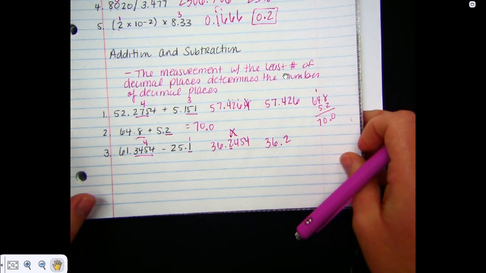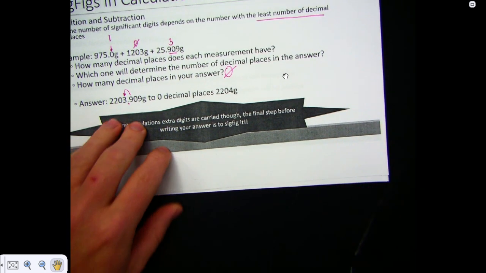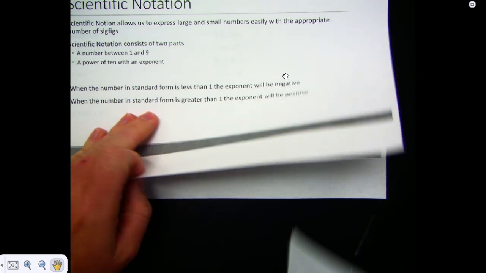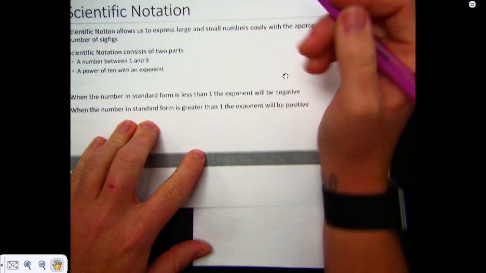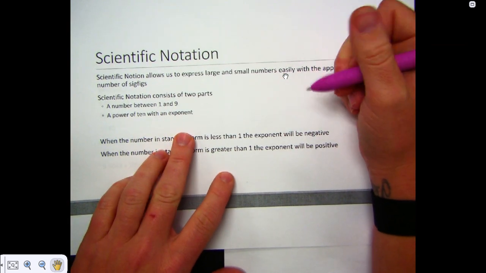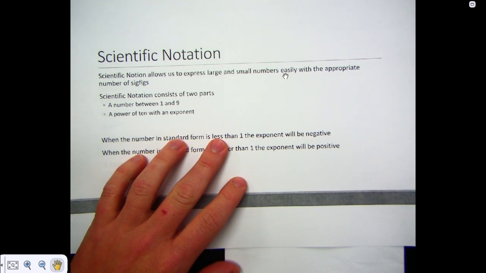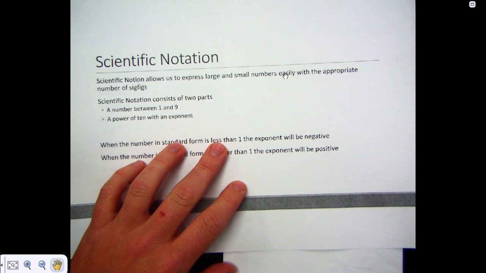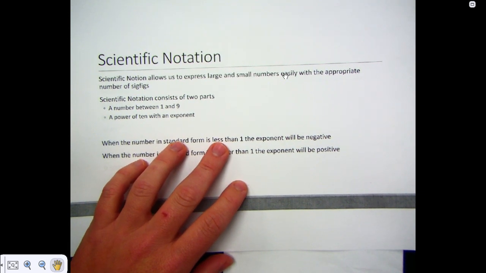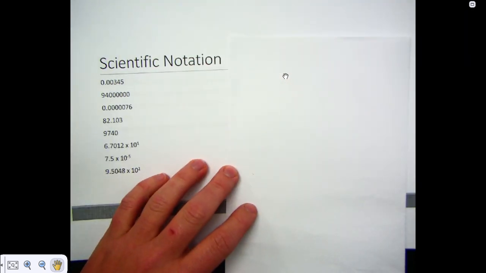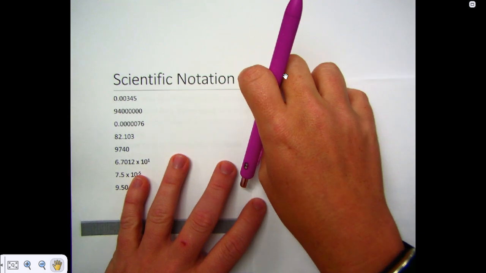Okay. All right. The last thing that we need to look at is some examples with scientific notation. So in scientific notation, we are going to have a number between 1 and 9, and a power of 10 with an exponent. If the number is greater than 1, my power of 10 is going to be positive. If my number is less than 1, my power of 10 is going to be negative. The easiest way to look at these is do it like 3rd grade style with some froggy hops.